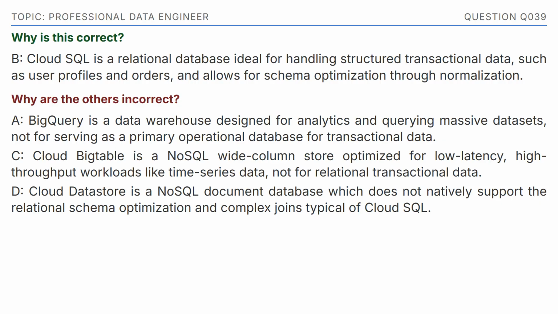Why are the others incorrect? A. BigQuery is a data warehouse designed for analytics and querying massive datasets, not for serving as a primary operational database for transactional data. C. Cloud Bigtable is a NoSQL wide column store optimized for low latency, high throughput workloads like time series data, not for relational transactional data. D. Cloud Data Store is a NoSQL document database which does not natively support the relational schema optimization and complex joins typical of Cloud SQL.